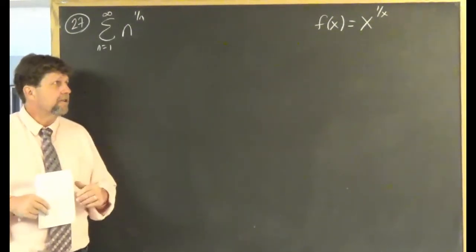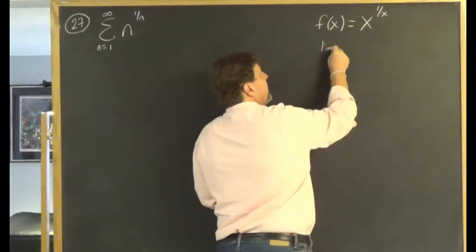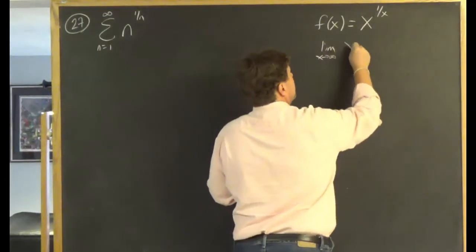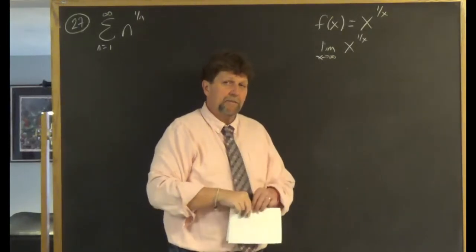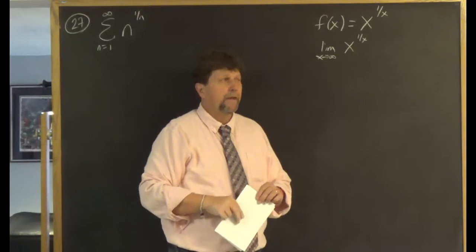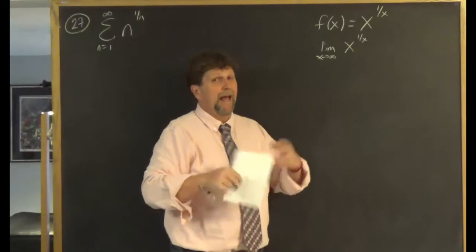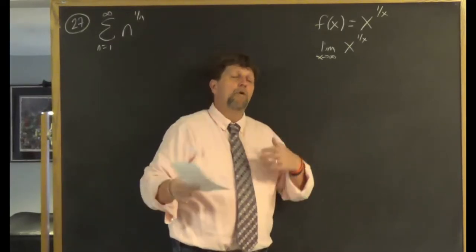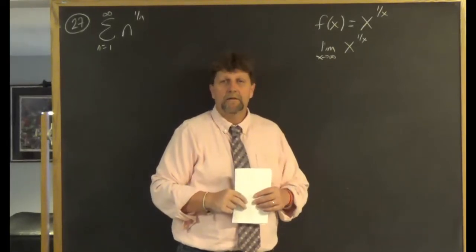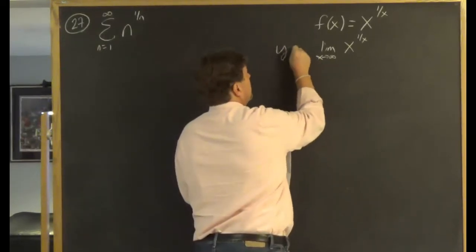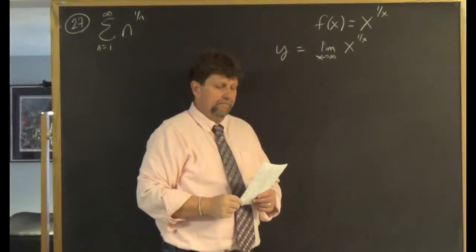In other words, let's look at the function f of x equals x raised to the 1 over x. Let's try to find the limit as x goes to infinity of x to the 1 over x. I think I did this limit back in Calc 1, but we're going to go through it again. The trick in doing this limit is you have to say, I don't know what it is. I'm going to assume the limit exists, and I'm just going to call it y. So that allows me to write y equals the limit as x goes to infinity of x to the 1 over x.